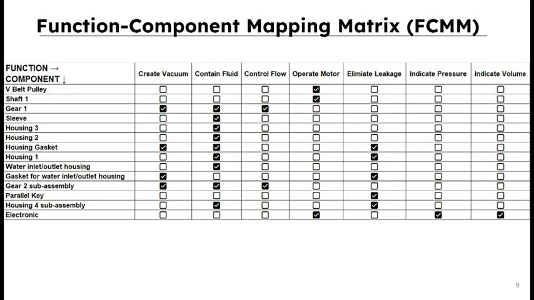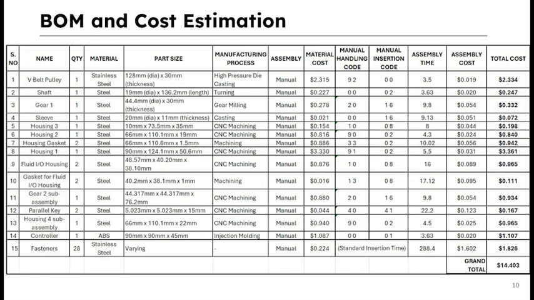In front of you is the function component mapping matrix, where we have matched all the different components of our product with the functions that were previously mentioned in the first diagram. Many of the components perform multiple functions, but the most relevant function is to contain the fluid that is transferred through the gear pump. This is our product's bill of materials.